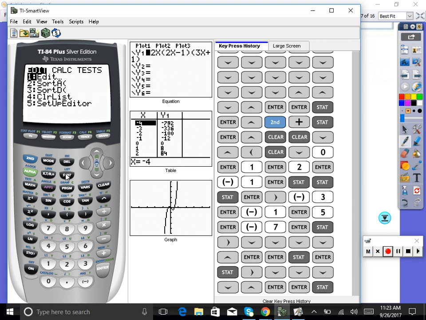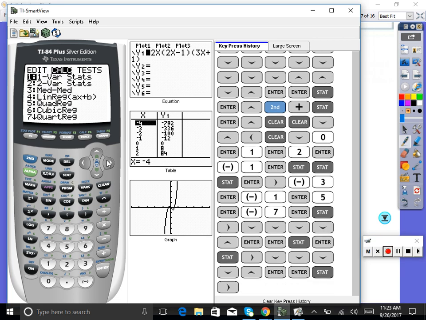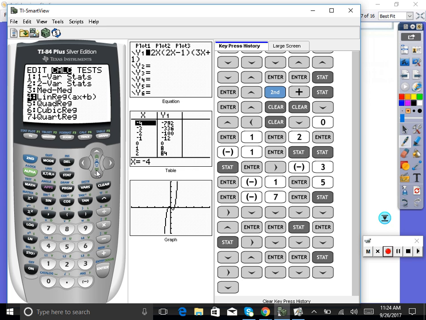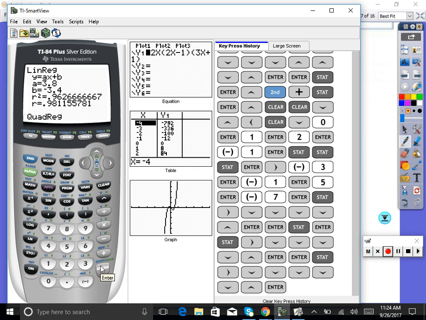So hit stat, go over to calculate. Let's try quadratic and see if it's a better fit than a line. Hit enter. Some of you with an advanced calculator will need to enter through a couple things. Now look, R squared is 97% perfect. That's better than a line, right?